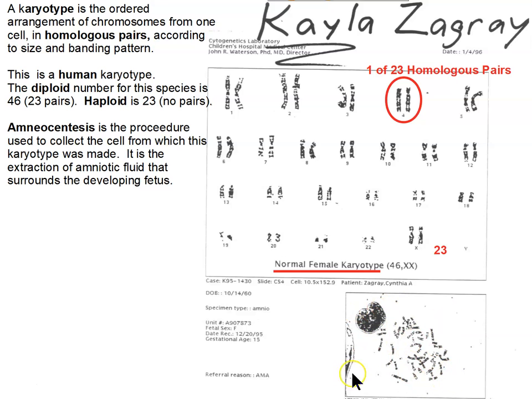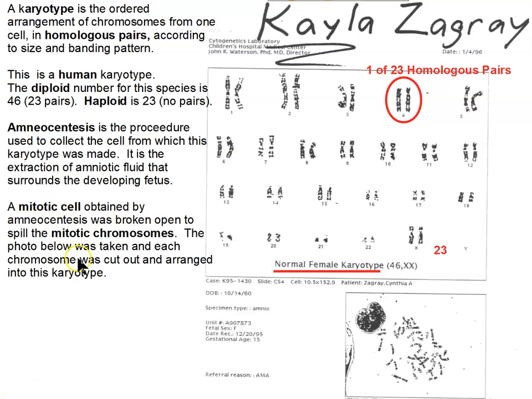In the old days, they used to actually print out the picture and use scissors to cut out the chromosomes, and then place them into order according to size and banding pattern in homologous pairs. Today, it's all done digitally, but the chromosomes shown in this karyotype are the same chromosomes shown in the picture down here. So a mitotic cell was obtained, broken open to spill out the mitotic chromosomes, and then they were arranged into order by size and banding pattern. And that's a karyotype. Just to add some labels here, that's a mitotic cell, and these are mitotic duplicated chromosomes.